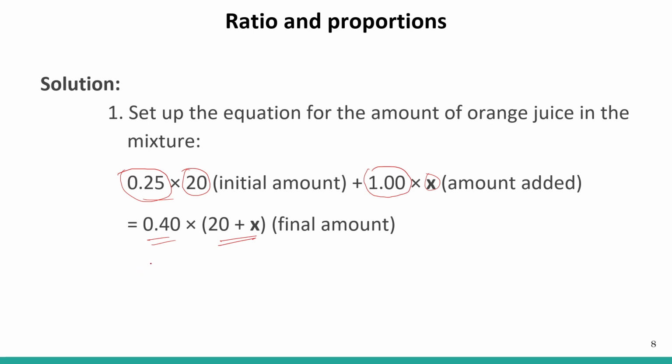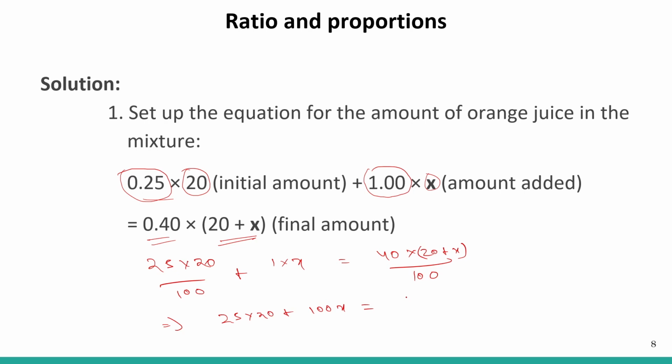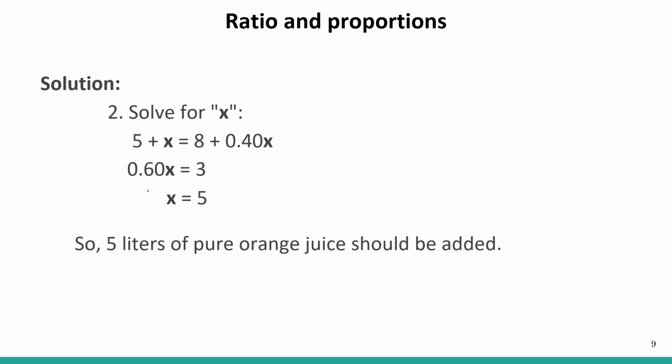So the word problem has been converted to an algebraic equation. 25 into 20 by 100 plus 1 into x is equal to 40 into 20 plus x whole by 100. Let's cancel the hundreds. So 25 into 20 plus 100x is equal to 40 into 20 plus 40x, where 40 into 20 is 800. This implies 500 plus 100x is equal to 800 plus 40x. So this becomes 60x is equal to 300. This implies that x is equal to 300 by 60, that is nothing but 5. So x is equal to 5 is the correct answer.